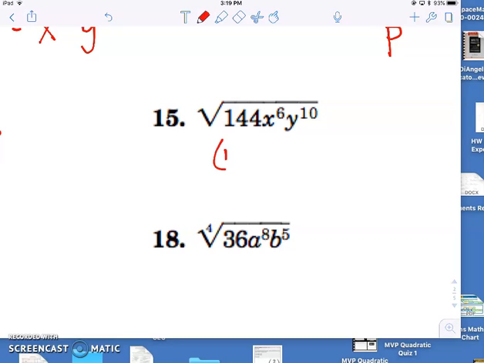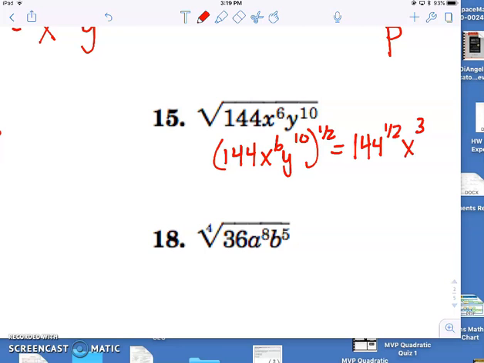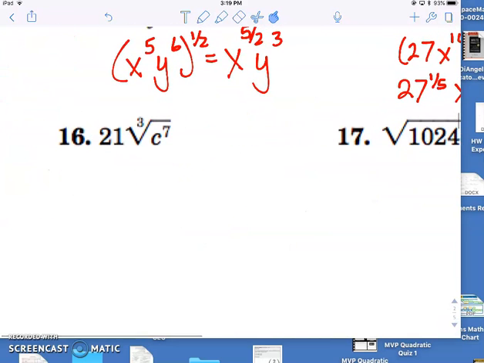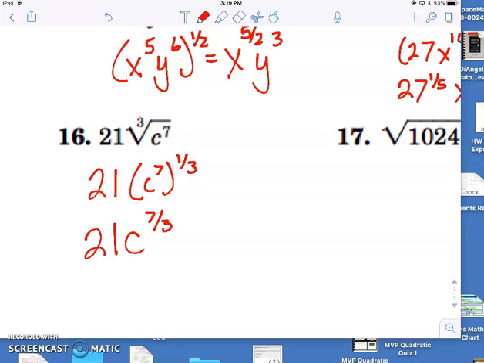So no number, so this is just a square root. So 144x to the 6th, y to the 10th to the half power. So we have 144 to the half, x to the 3rd, y to the 5th. 144 to the half, well that's 12x cubed, y to the 5th. 16, 21, we got c to the 7th to the 1/3. So if we distribute that, it's 21c to the 7/3.